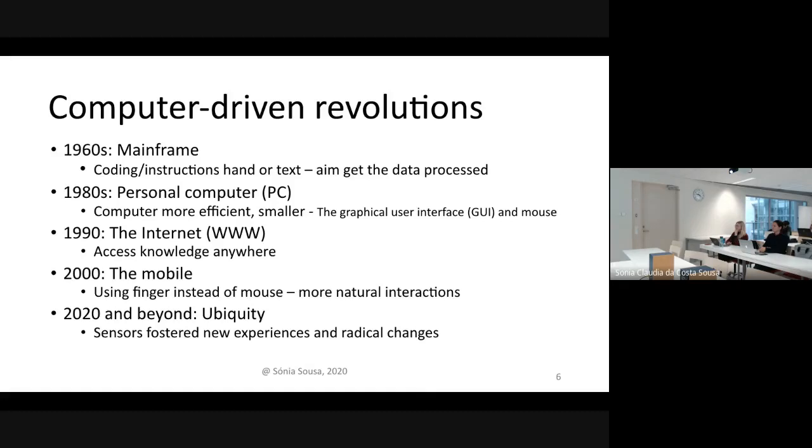Then came the mobile. Everyone had a phone, so everyone had a communication medium next to them. So everyone could communicate at any time, at any place. This changed things. Then comes ubiquitous computing. So technology is everywhere. Technology is on our body. And we can measure everything. So this is more or less the evolution.